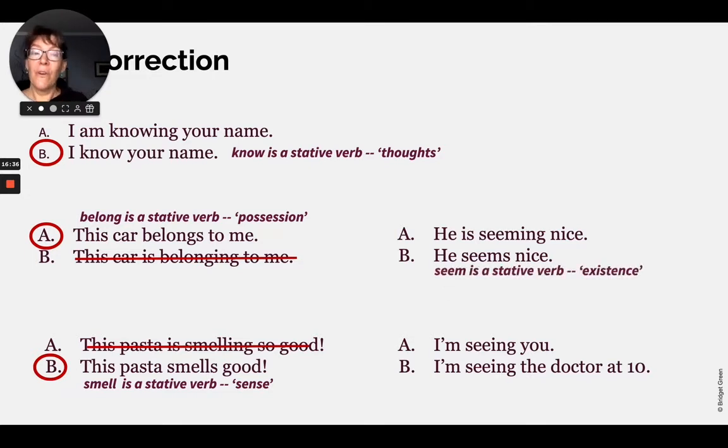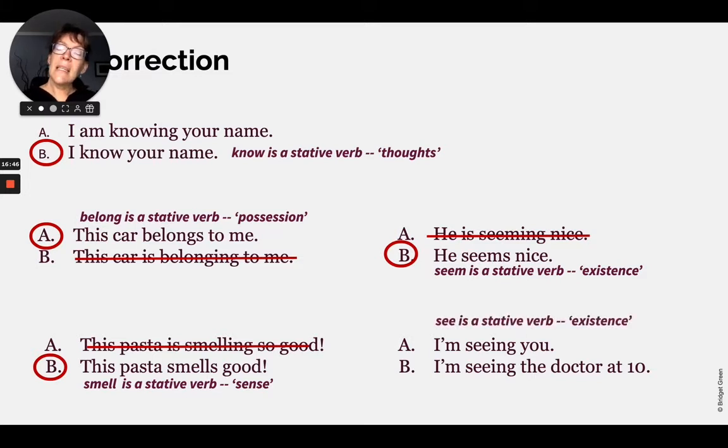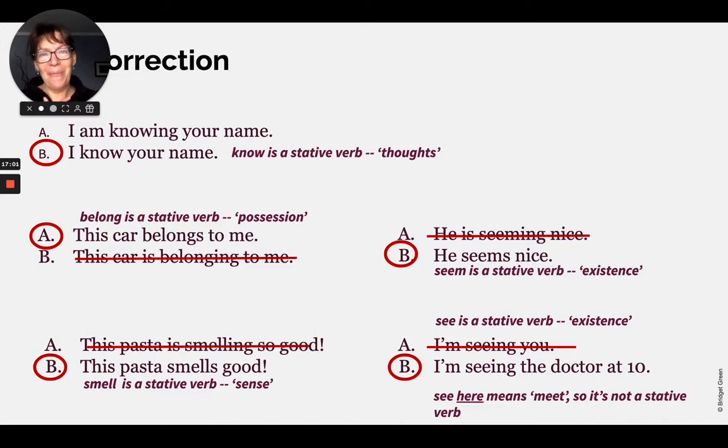Okay, next one here. Seem is a stative verb. It's about existence. Okay, he seems nice. Now how about this one? I'm seeing the doctor at 10. When see is a stative verb, it cannot be in the progressive, but here it means meet. I am meeting the doctor at 10. So it's not a stative verb, so that one is correct. That was a tricky one.